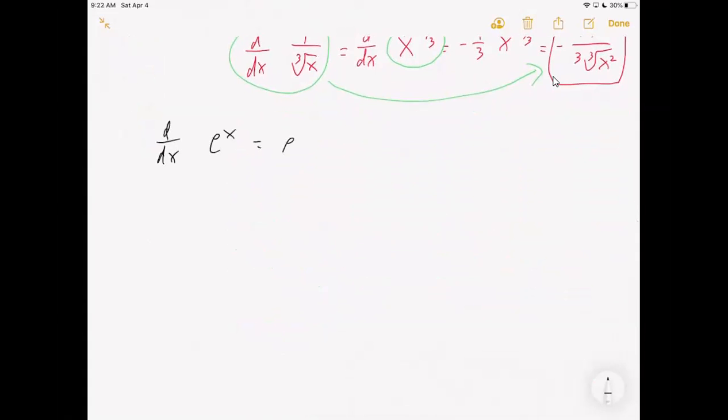That should be an easy one. Exponentials with the natural base are the easiest things to do in calculus, which is why we now love the natural base. I have a different base. That would be ln of a times a to the x.